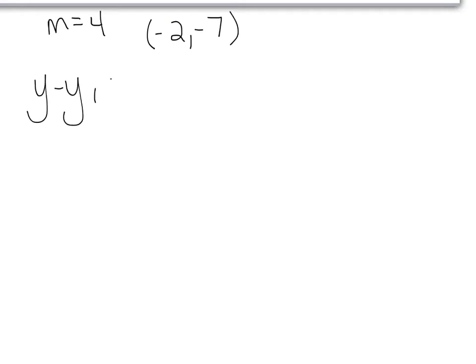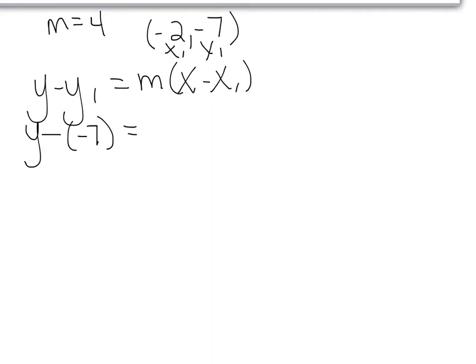The other way to do it is you take your slope, which is 4, and your point, which is -2, -7, and you plug into point-slope form. And the way that you do this is you do x1, y1. So you do y minus -7 is equal to, you know your slope is 4, x minus -2. Add a line, change a sign, add a line, change a sign.